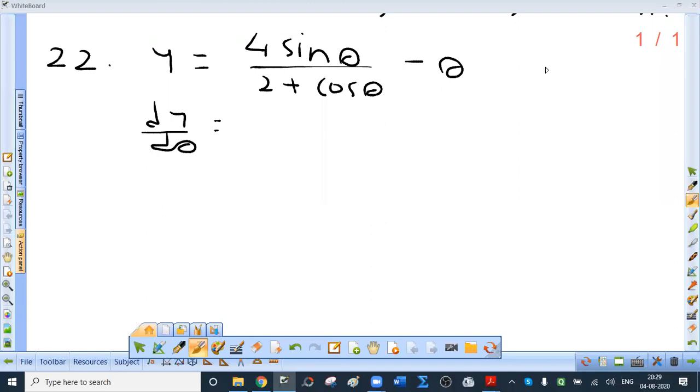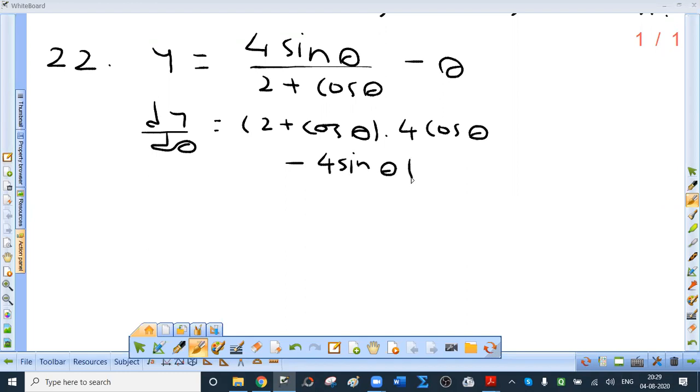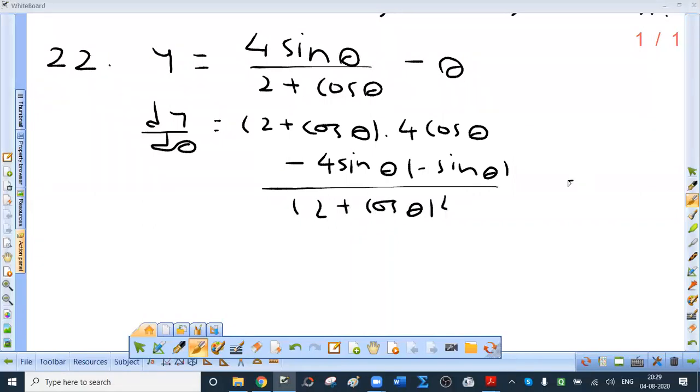So by quotient rule, what is dy d theta? I'll write directly. This is 2 plus cos theta, the denominator, into the derivative of the numerator. What is the derivative of 4 sin theta? Simple, 4 cos theta, minus numerator 4 sin theta into the derivative of 2 plus cos theta. What is the derivative of 2? 0. What is the derivative of cos theta? Minus sin theta, upon denominator square, that is 2 plus cos theta bracket square, minus what is the derivative of theta? The derivative of theta with respect to theta is nothing but 1.